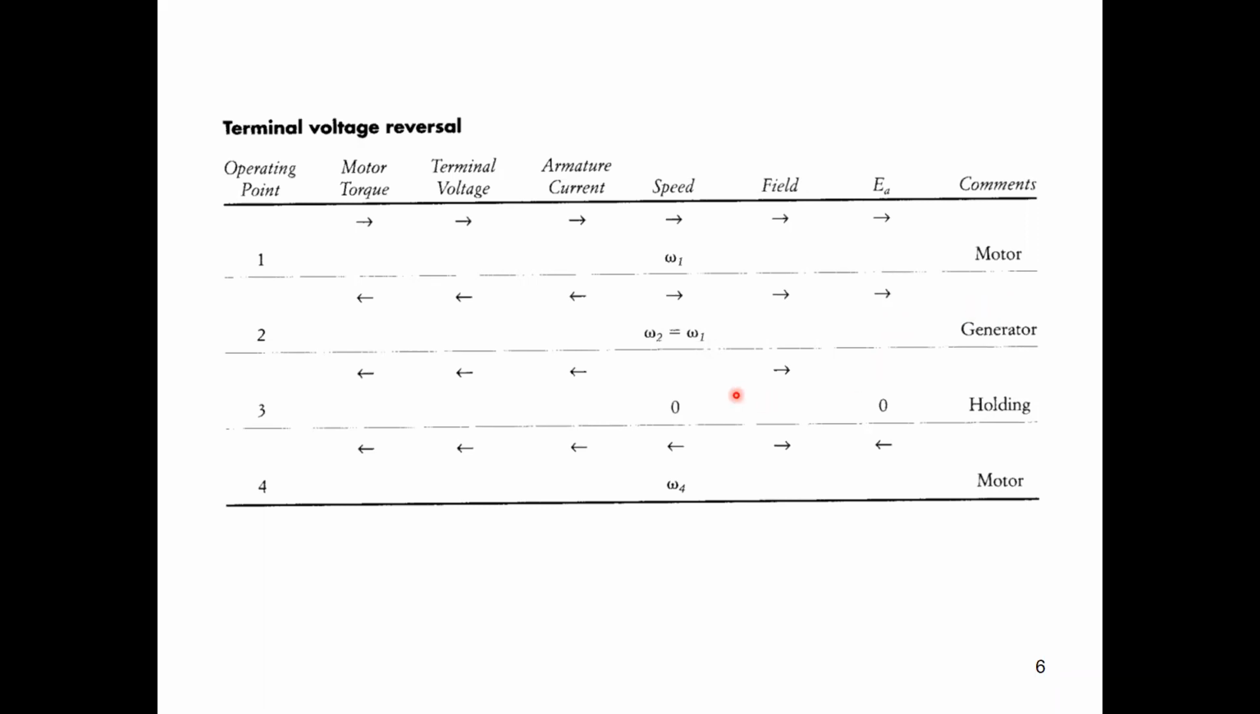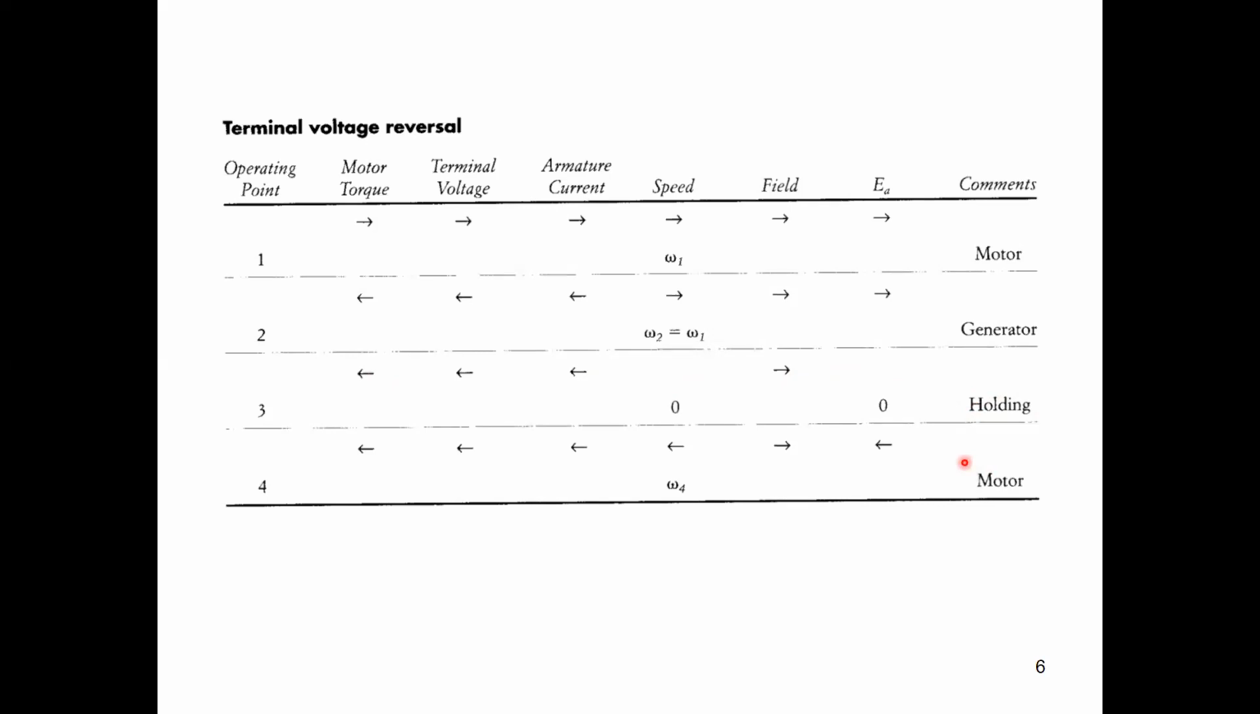At point number 3, which means the point at which we have to disconnect the motor if we are going to brake the motor, the motor torque is in negative sign, the terminal voltage is negative, the armature current is negative, and the speed is 0. The field is the same direction, and the EMF will be 0 because we have 0 speed here. So this mode is called holding, or the instant of disconnecting the machine.